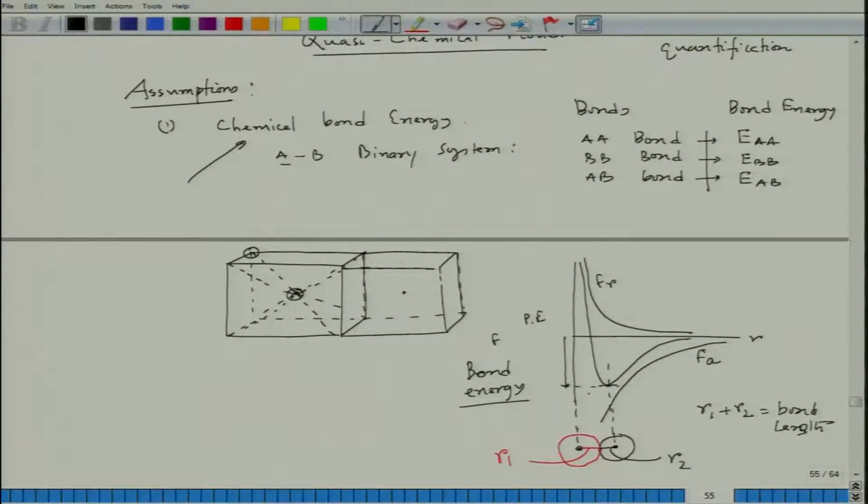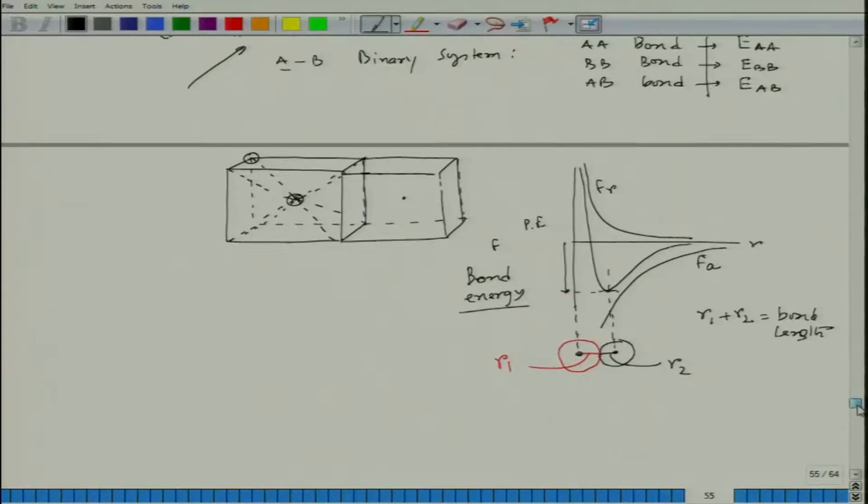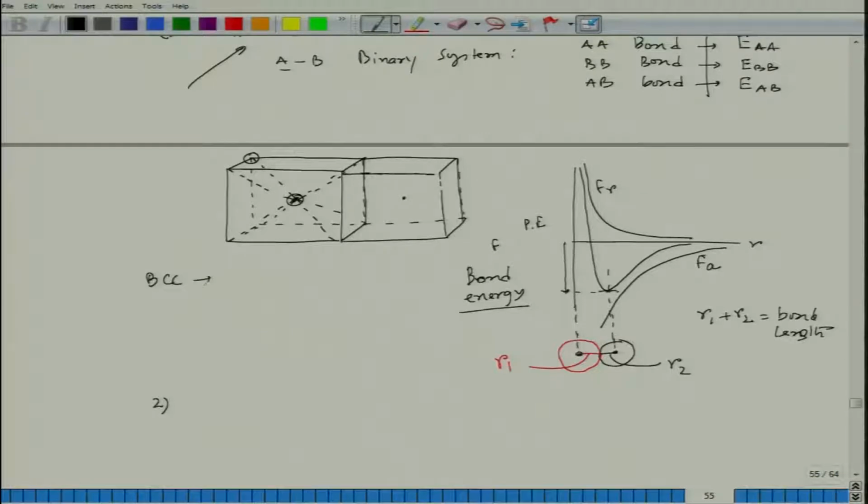So, this energy we will consider for our calculation. Similarly, the second assumption is, whenever we consider the bond formation between two atoms, then we could see that for BCC we have a coordination number. And this coordination number we call it Z. In case of BCC it is 8, in case of FCC it is 12.